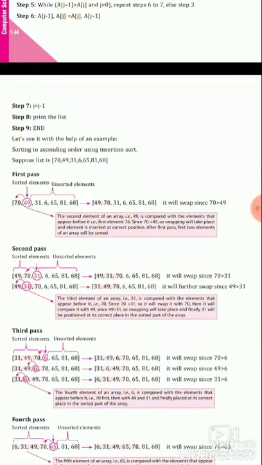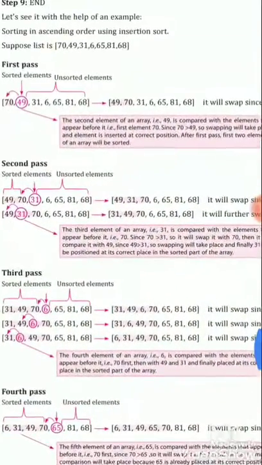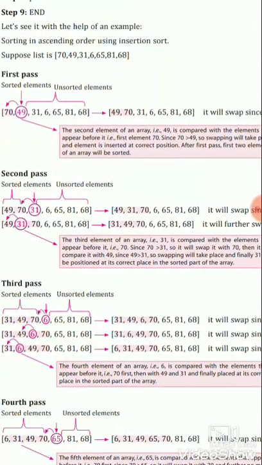Let's see what happens in the passes. In the first pass, it will just swap the first number. According to this list, the second element of the array, 49, is compared with the elements that appear before it. The first element is 70, and since 70 is greater than 49, swapping will take place and the element is inserted at the correct position. After the first pass, the first two elements of the array will be sorted.